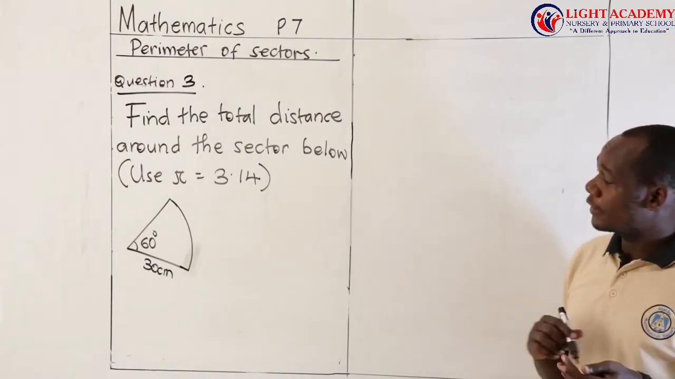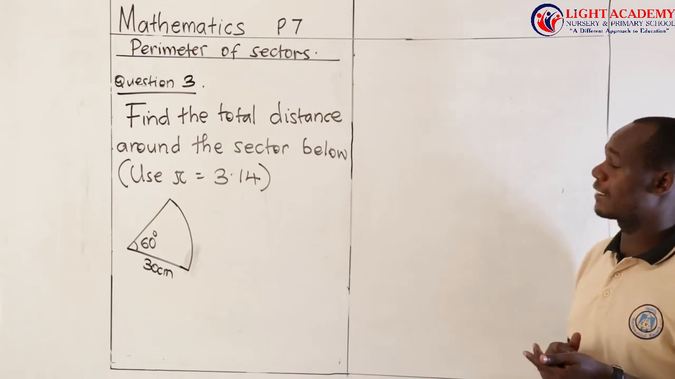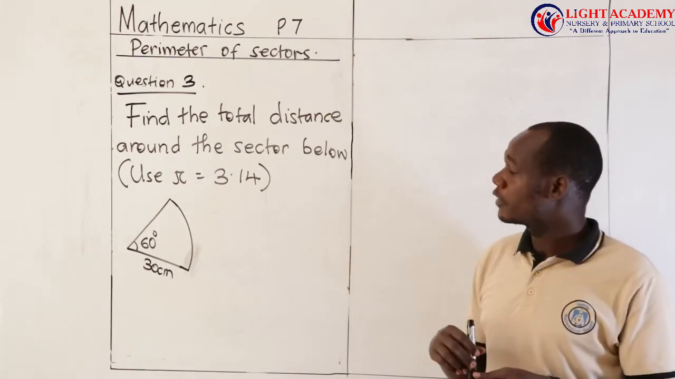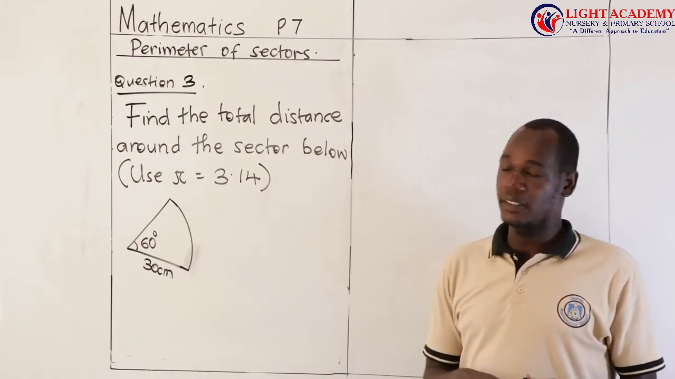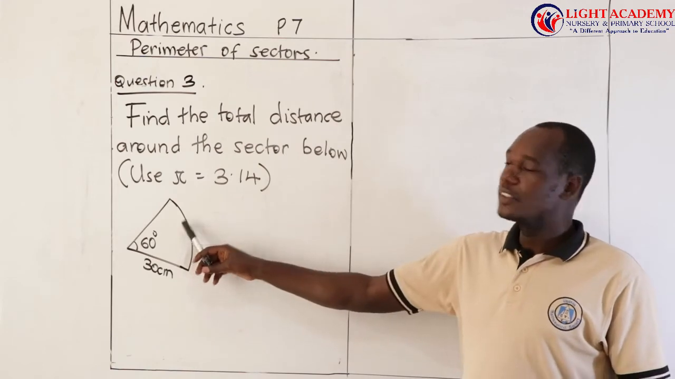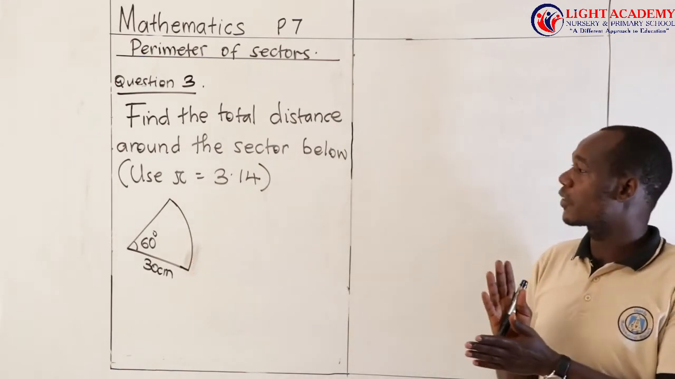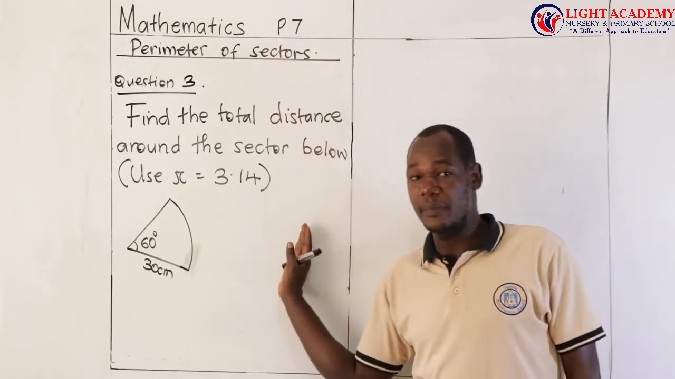Now this is our question number 3. They are saying find the distance around the sector below. Now this sector is not like number 1 and number 2. This is a sector where the degree is actually 60 degrees. So this is actually just a part of a full circle. And they want us to find the distance around this figure, which is actually its perimeter.